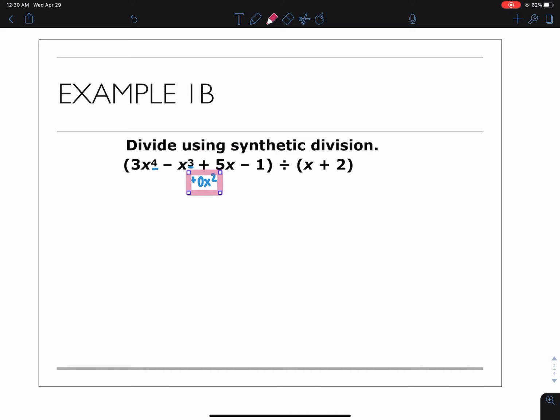You need that, otherwise your quotient will not be correct. And then we do have an x term, and then we have our constant term. So we only need one placeholder 0 in this case. Sometimes you may need more than one, depending on what your dividend is. So writing our coefficients, our x to the fourth term is 3, our x to the third term is -1, our x squared term is 0, our x term is 5, and then our constant term is -1.